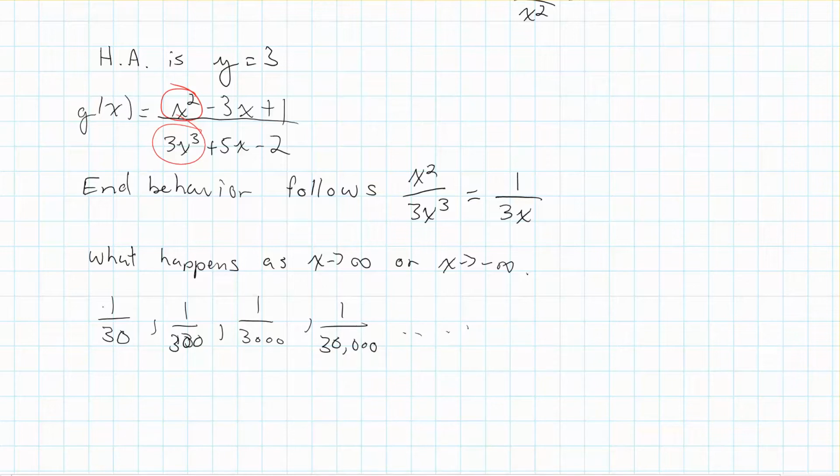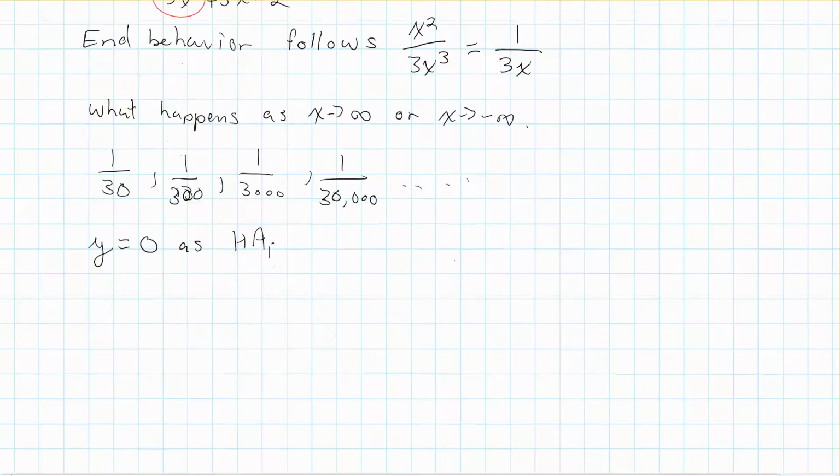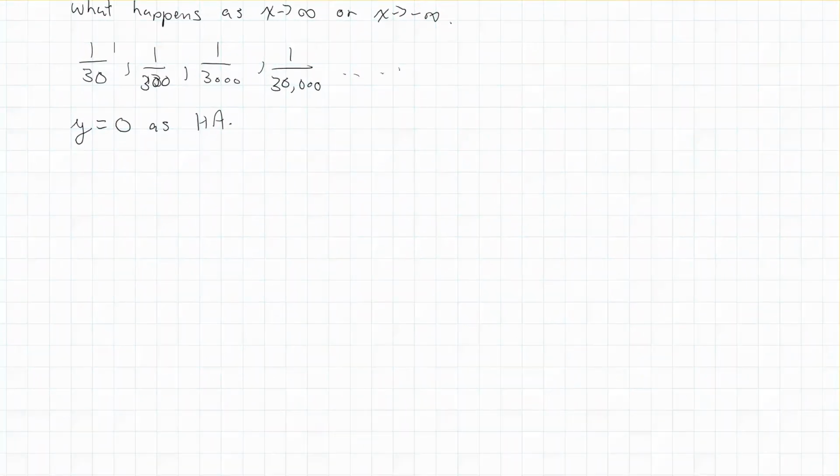But then if I were to write these as decimal numbers, this is 0.03 repeating, this is 0.003 repeating, this is 0.0003 repeating, and so on. So these numbers keep getting smaller, and they keep getting closer to 0. So we have y equals 0 as a horizontal asymptote. Now there's one more I'd like to look at here. And this is a little bit longer video, but that's okay.